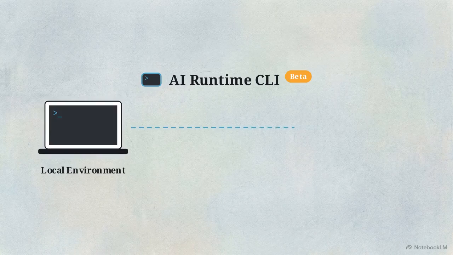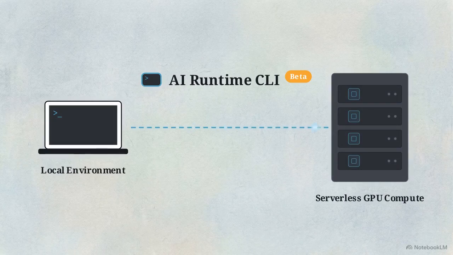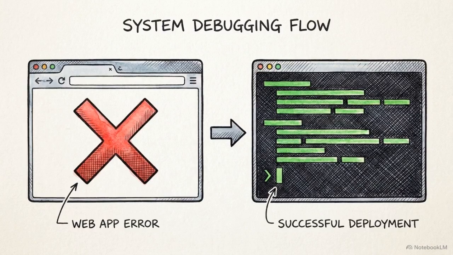The Azure Databricks AI Runtime CLI, which is currently in beta, solves this by giving you a direct path to on-demand serverless GPU compute. You can skip the notebook entirely and submit distributed training workloads straight from your local terminal.